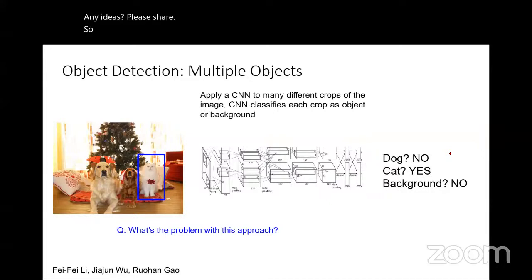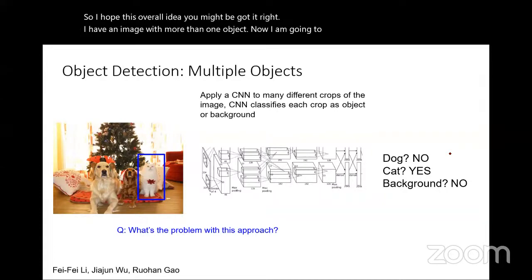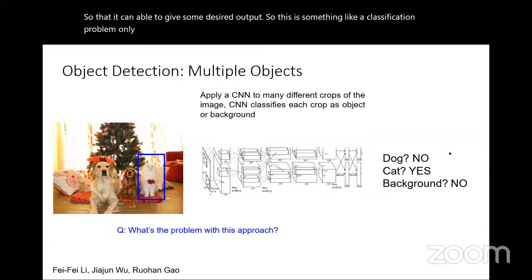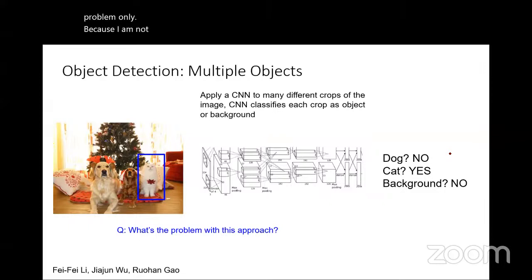So I hope you got the overall idea, right? I have an image with more than one object. Now I'm going to take some portion of the image and pass that as an input to the CNN model so that it can give some desired output. So this is something like a classification problem only, because I'm not going to use the entire image, just some portion.